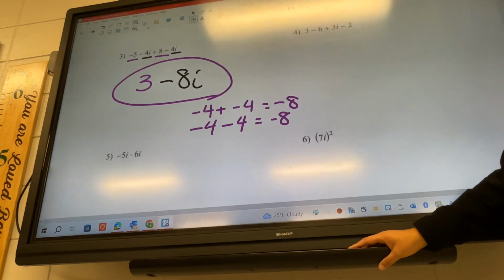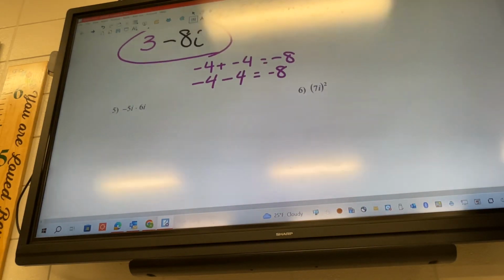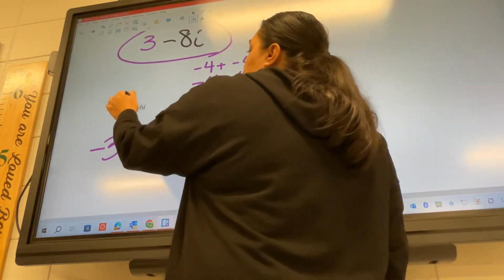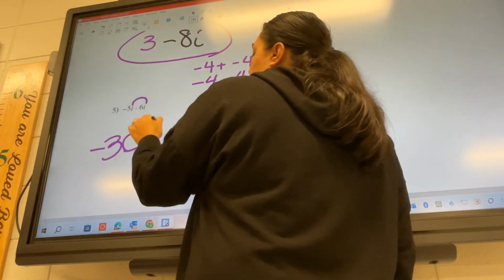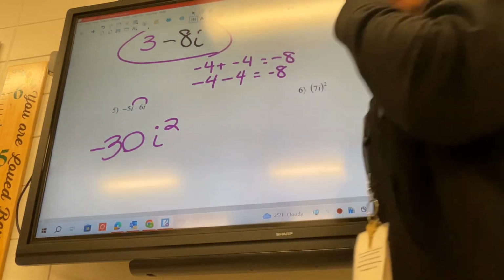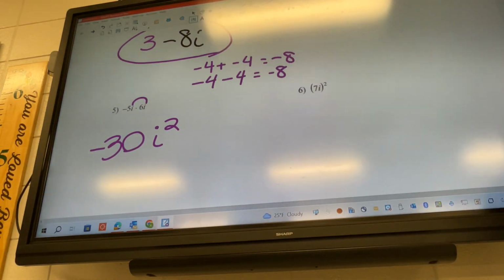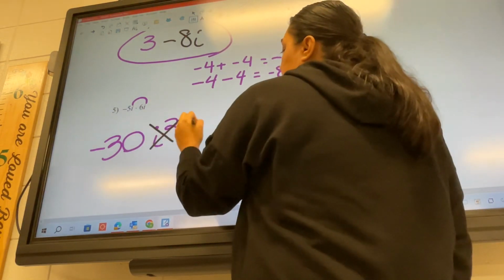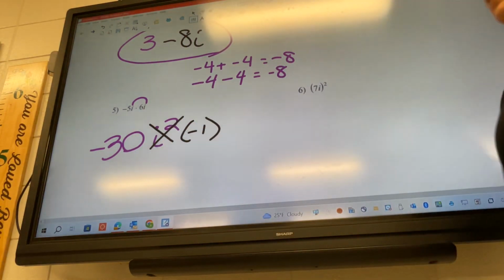Okay, number 5. What's the dot mean? Multiplication. So negative 5 times 6, negative 30. Okay, how many i's are there total? 2. So it's going to be i squared. Okay, and what does that mean? Parentheses negative 1. So we're going to say parentheses negative 1. So it's just positive 30.